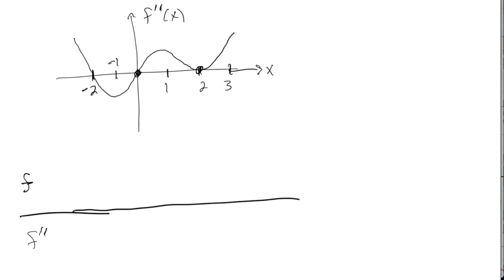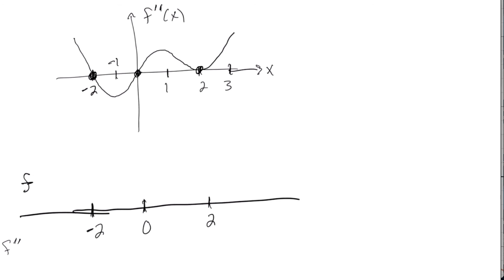So the possible inflection points are where my second derivative is equal to 0. At x equals -2, the second derivative is equal to 0. At x equals 0, excuse me, the second derivative is equal to 0. And at x equals 2, the second derivative is equal to 0. Now, let me scoot this over to the left a little bit. What I'm looking for is concavity of the function. So where is the second derivative positive? Where is the second derivative negative?